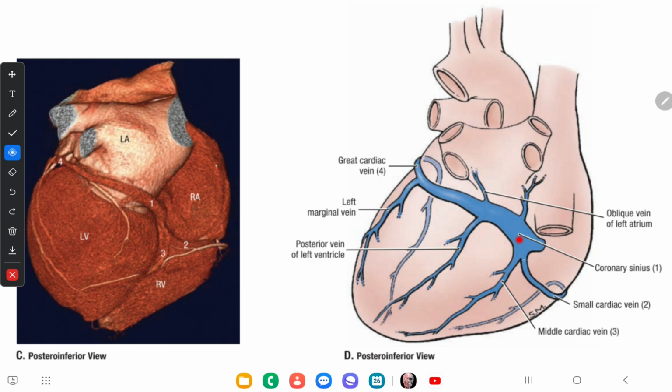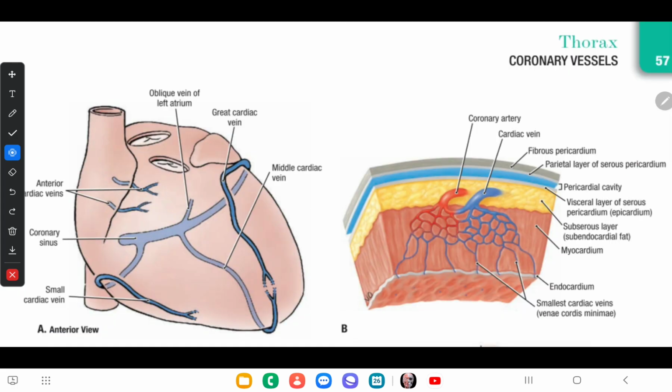So you can see the tributaries of the coronary sinus: the oblique vein of the left atrium. This is the left atrium. So it is coming from the left atrium, and then you can see the small cardiac vein, and then the middle cardiac vein, posterior vein of the left ventricle, left marginal vein, and the great cardiac vein. Those are the tributaries of the coronary sinus. Here you can see the great cardiac vein.